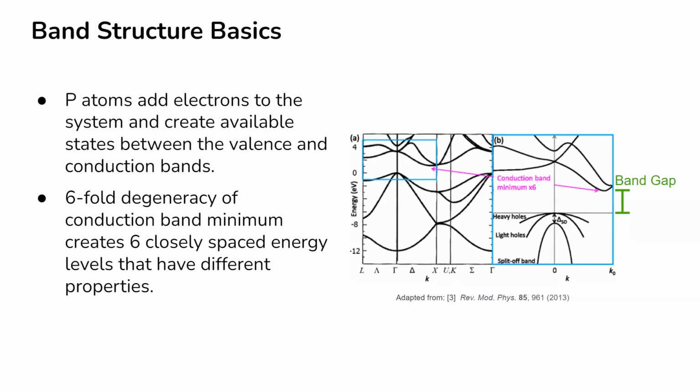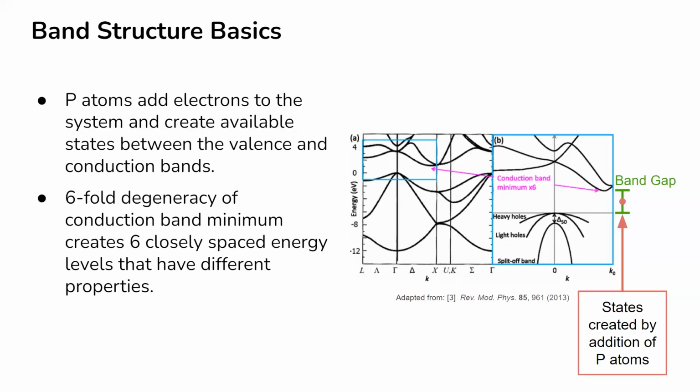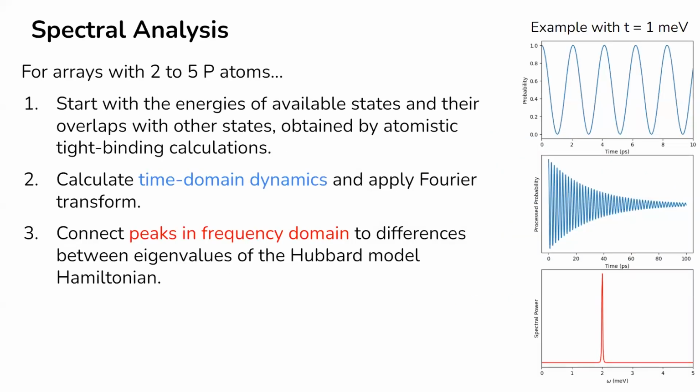But what happens when we introduce these phosphorus atoms into the lattice is we create states in the middle of the band gap. And instead of just creating one state, we actually create 6 due to the valley degeneracy in bulk silicon, which is just a detail that tells us we have more states and more properties to determine about these systems. The other key part is that because we have precise control over where we put the phosphorus atoms, we have precise control over the properties of these states. So it's been my job this summer to figure out what those properties are via a technique called spectral analysis.